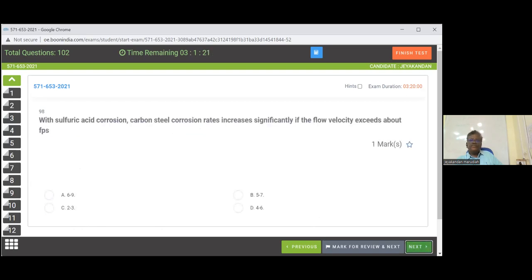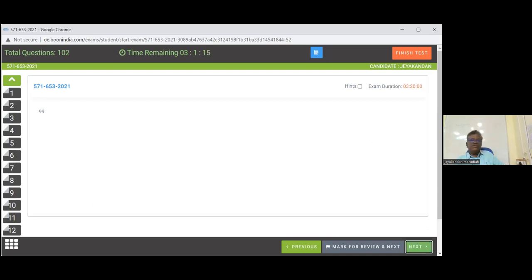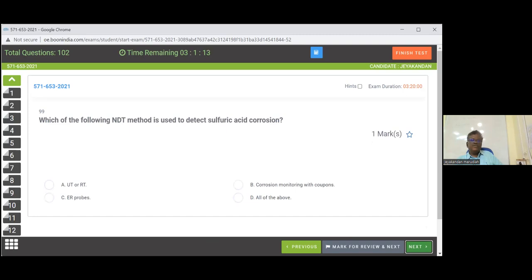Sulfuric acid corrosion becomes significant when the flow velocity exceeds about 2 to 3, I think. The following inspection method is used to detect sulfuric acid corrosion: all of the above, UT probes, corrosion monitoring coupons. The following materials are suitable for sour water corrosion. Which of the following is successful? A. Carbon steel. I think it is a repeat.